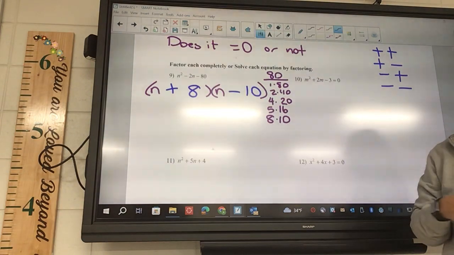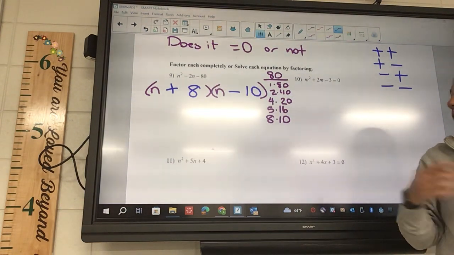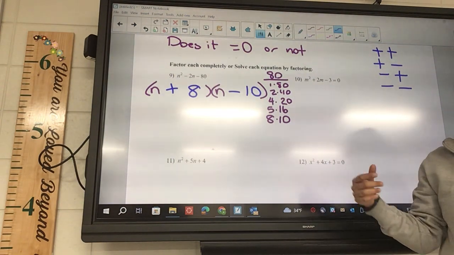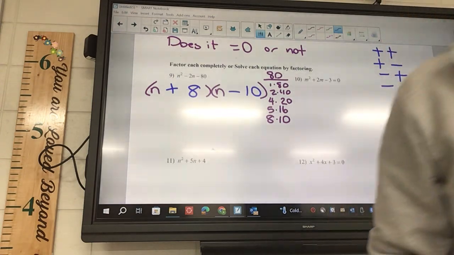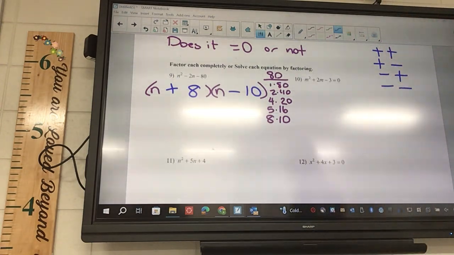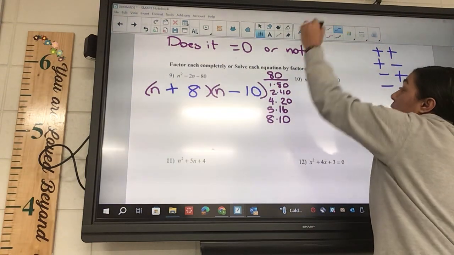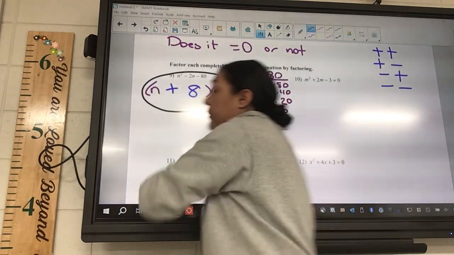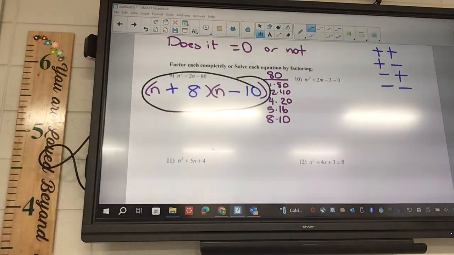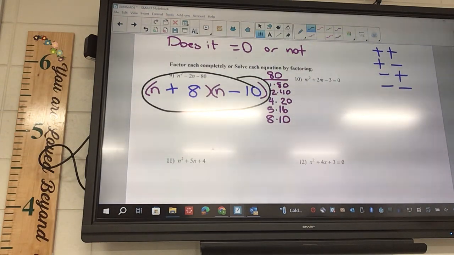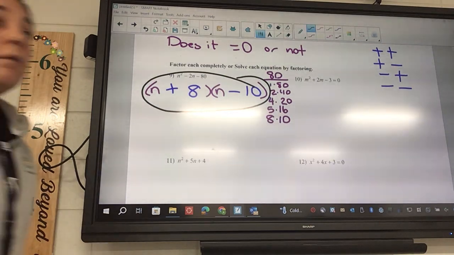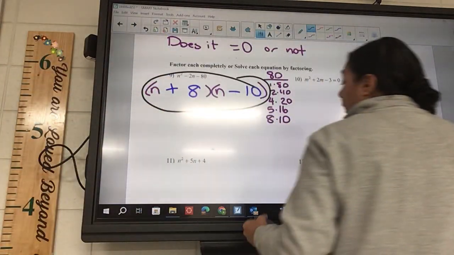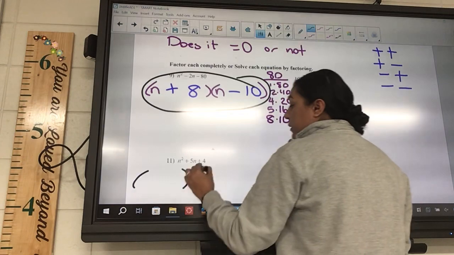Okay, which one says equal 0 up here? 10 does, 12 does. Okay, so if it does not say equal 0, this is gonna be our answer. If it says equal 0, then we have that additional step, remember? Oh, at the end. Oh, you're talking about the 12. Mhm.